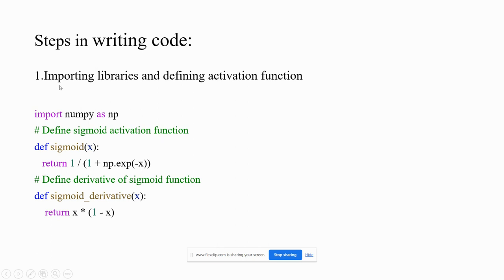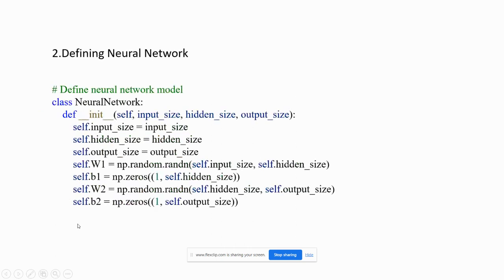Now the steps in writing the code. First is importing libraries and defining the activation function. Using this equation, we import the libraries, import numpy as np, and then we define the activation function and then the derivative of the sigmoid activation function.